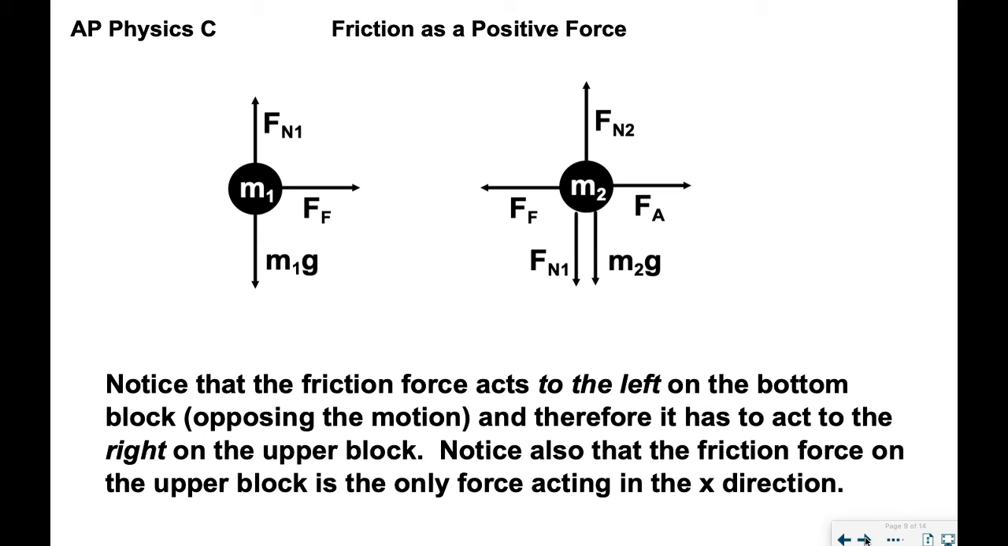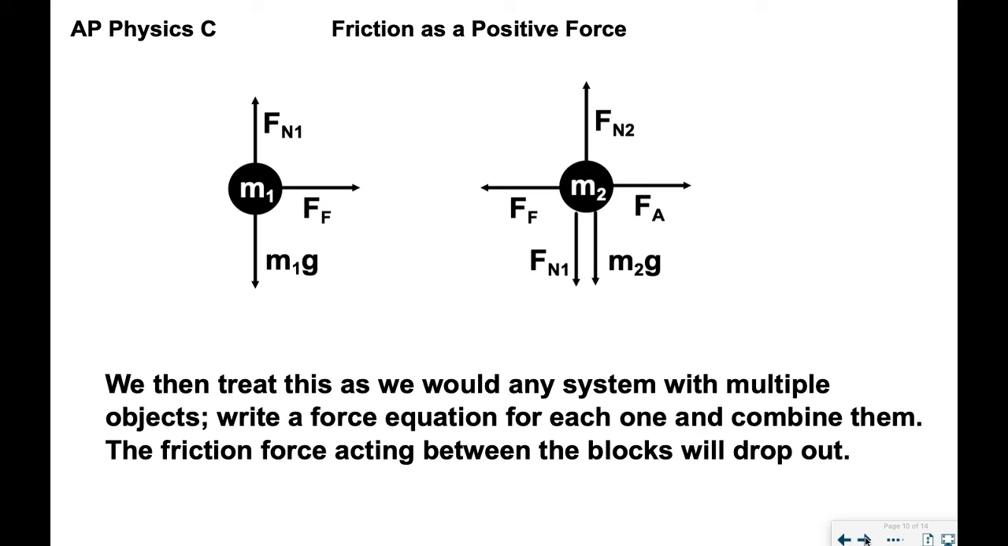We want to make a note that this friction force is effectively an action-reaction pair between M1 and M2. So the friction acts to the left on the bottom block, opposing its motion or dragging it back. That same force acts to the right on the upper block. We'll note also that the friction force between the blocks is the only force acting in the x direction on the upper block. In other words, that's what has to make it move.